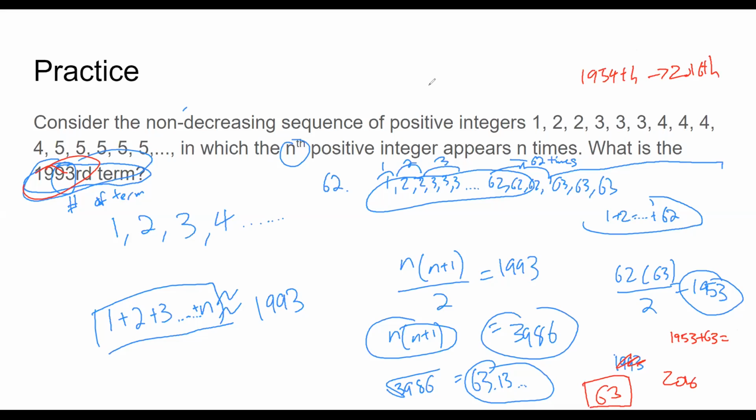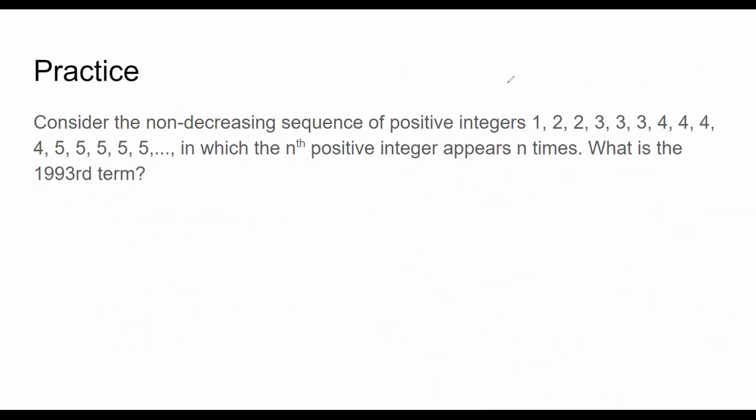So in this problem, we used a bit of a guessing and checking strategy, because this 1993 here, we couldn't write an explicit equation for it because the numbers repeat so many times. But basically we found the general area, and then we did guessing and checking near that correct area. And that's how we found the answer.